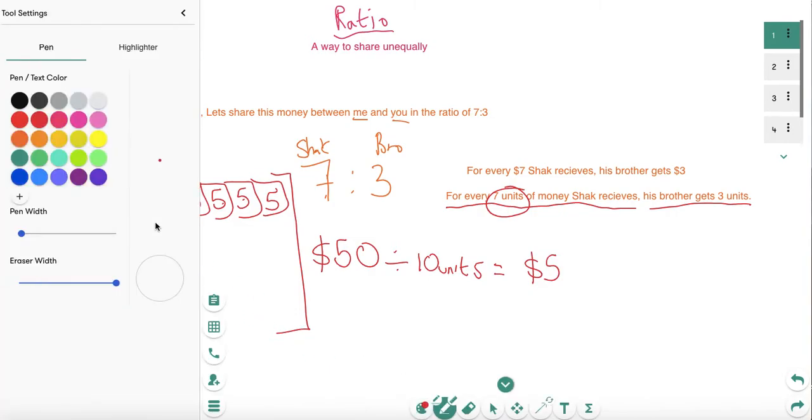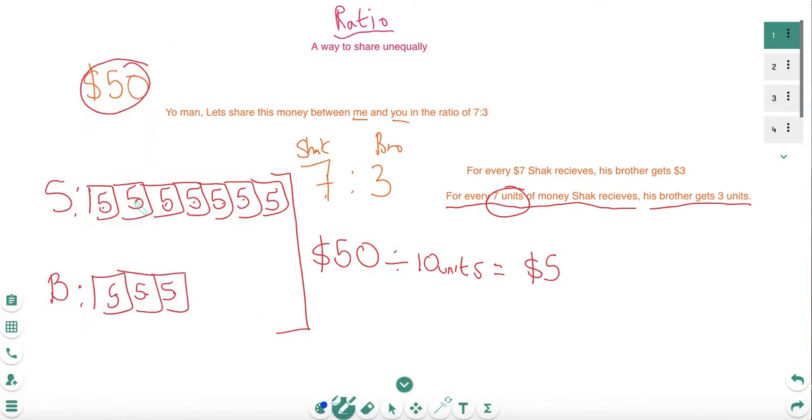All right, so now what do we notice? Each unit is $5 and Shaq has 7 units. So Shaq receives $35 and his brother receives $15. All right, and that seems much more fair because I did more work, so I should get $35 and my brother should get $15. All right, guys, let's just do some practice exam questions from some old GCSE questions together.